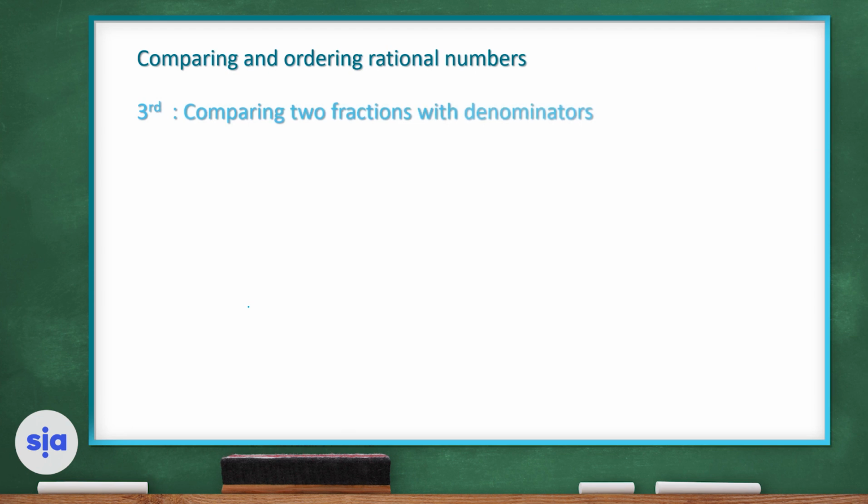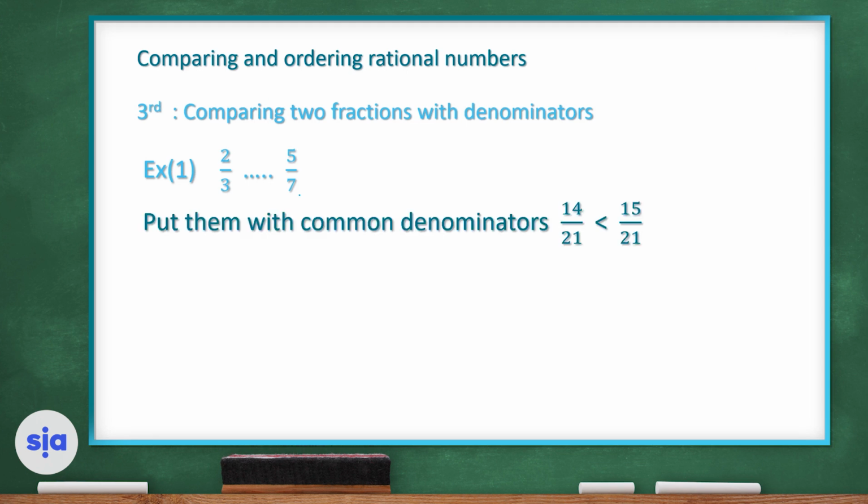The third comparison is comparing two fractions with different denominators. Like, for example, 2 over 3 and 5 over 7. Here, the denominators are different, the numerators are different. So you have two options. Either to make them have the same denominator, like by multiplying the left fraction up and down by 7 and the right fraction up and down by 3. So it will be 14 over 21 and 15 over 21. Which is bigger? The 15 over 21 is bigger than the 14 over 21.